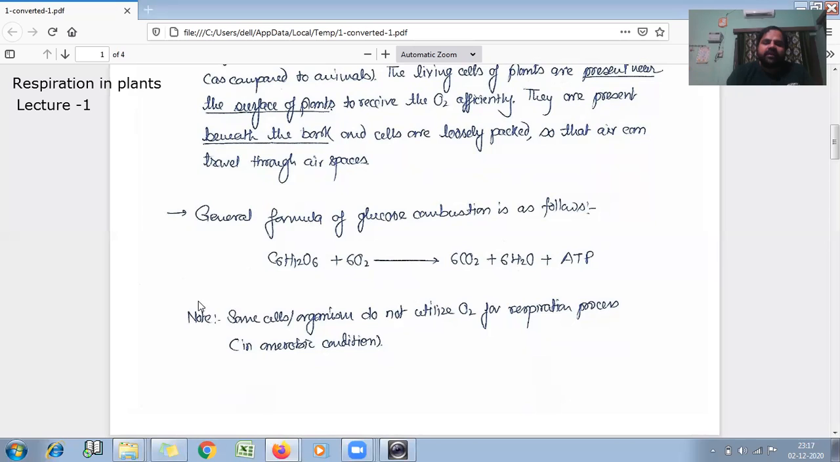There is one fact that some cells and some organisms do not utilize oxygen for the respiration process. It means this is not a thumb rule that all living organisms utilize oxygen for the oxidation of food or glucose. Some of the animals or plants and some microorganisms are also there. They utilize carbon dioxide, or the process proceeds in the absence of oxygen for the oxidation of food, and energy will be liberated.